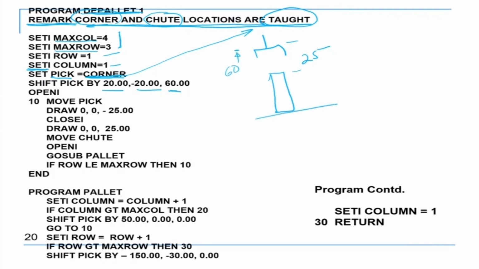This is my object. Now, what we see here, we are shifting the pick by 20, minus 20, 60. So I'm going on top of the first object now. So this coordinate is 20.